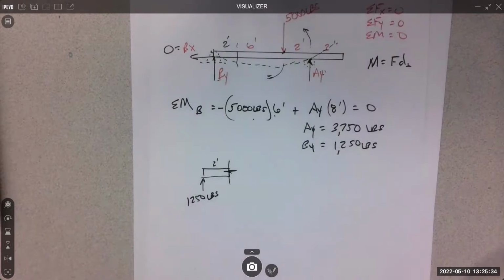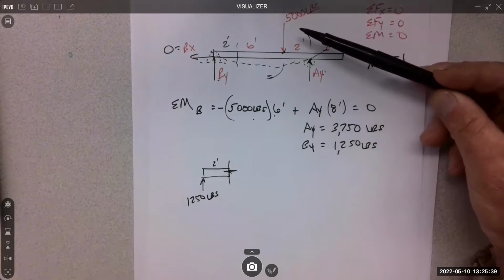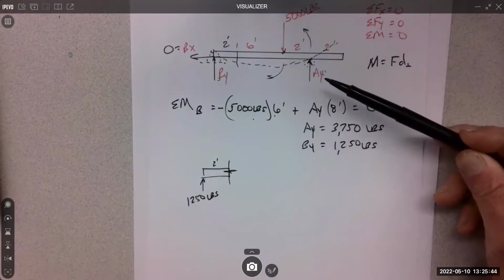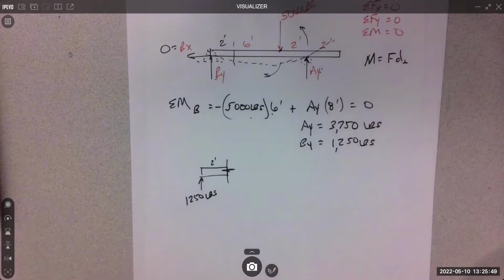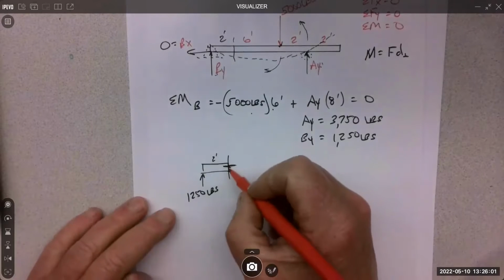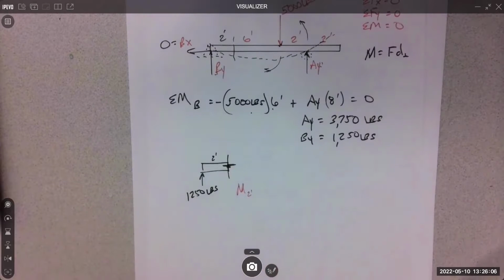Once you get that piece of beam drawn, I'm not including the 5,000. That's not on my piece. I'm not including the 3,750. That's not on my piece. If there was a distributed load over this area, I would include 2 feet of that distributed load, right? But I don't have that either. This is all I have, is my little 2 feet and 1,250, okay? And what I wanna know is at 2 feet, what's my internal, and I always write a little 2 feet next to it, what's my moment at 2 feet?